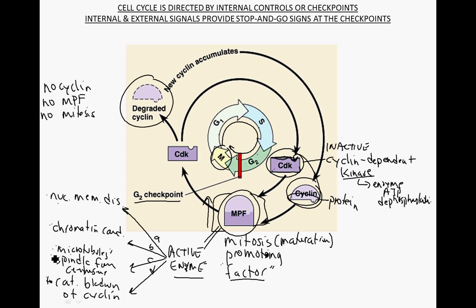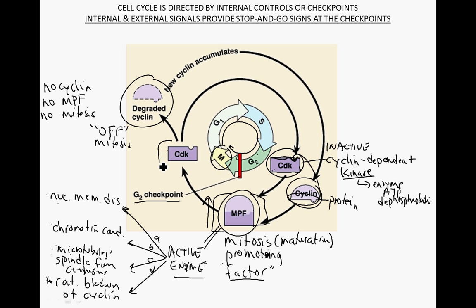And so this degradation of cyclin is a way of turning off mitosis, or to stop mitosis, right? So you get the opposite of mitosis happening there when the cyclin is degraded. So if cyclin is degraded, the likelihood of cyclin combining with CDK is extremely low.